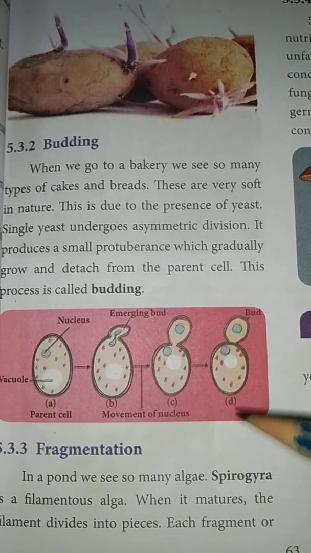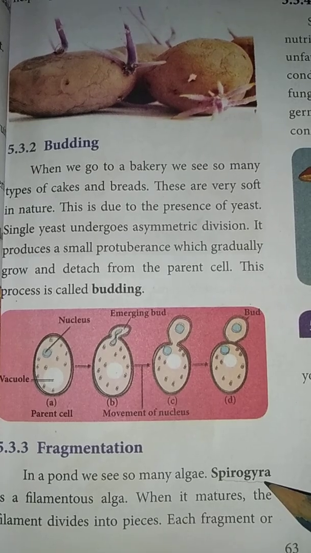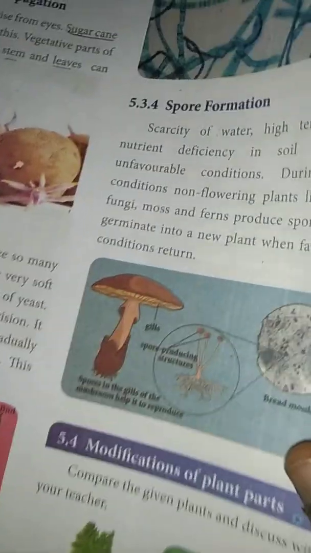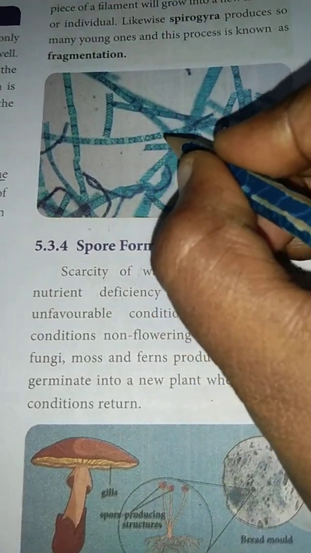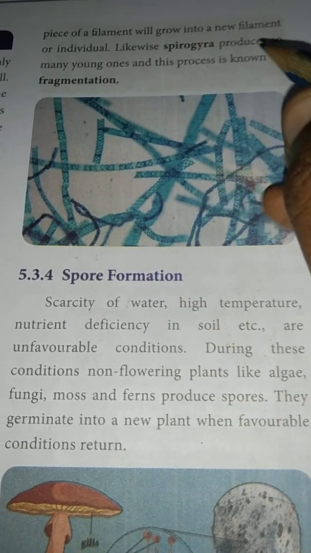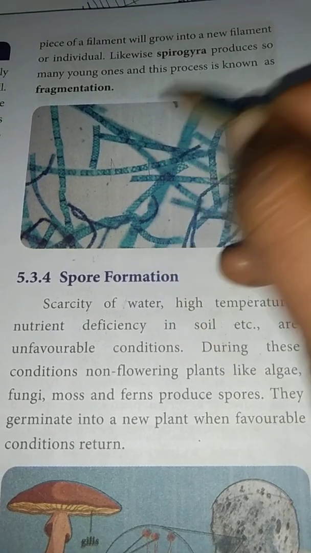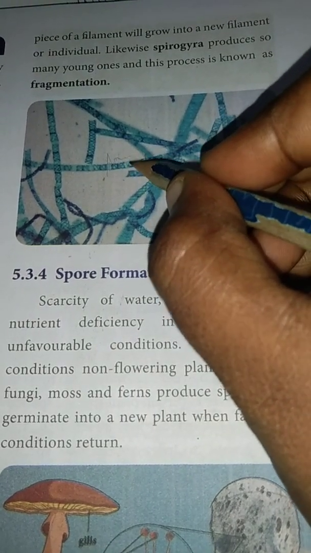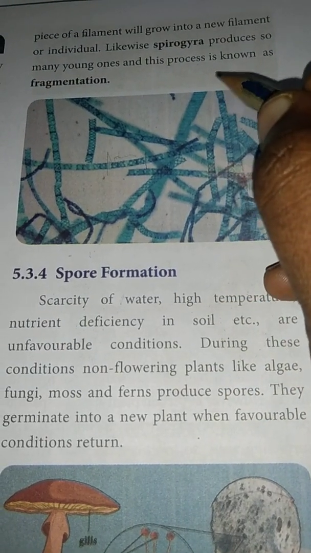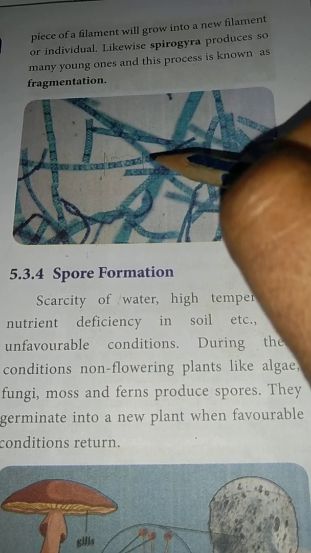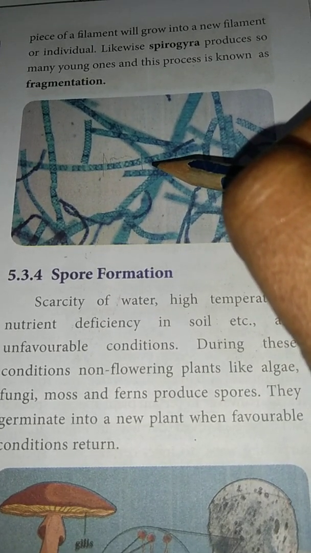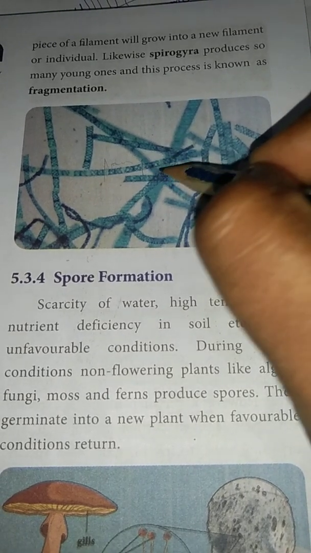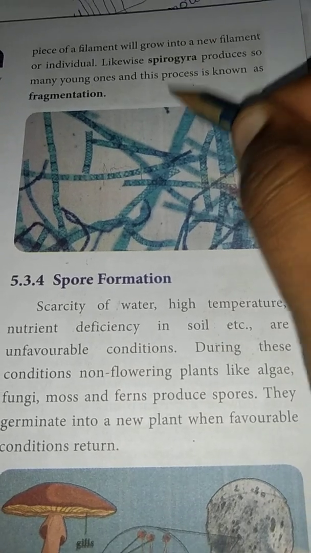The next one is fragmentation. Fragmentation occurs in Spirogyra. It is one of the algae, a filamentous alga. Filamentous algae means a long thread-like cell arrangement. If it breaks down into pieces, each broken part produces a new plant. This small piece of part we call a fragment. This is how a new Spirogyra alga develops. It is the green algae you see when it rains.